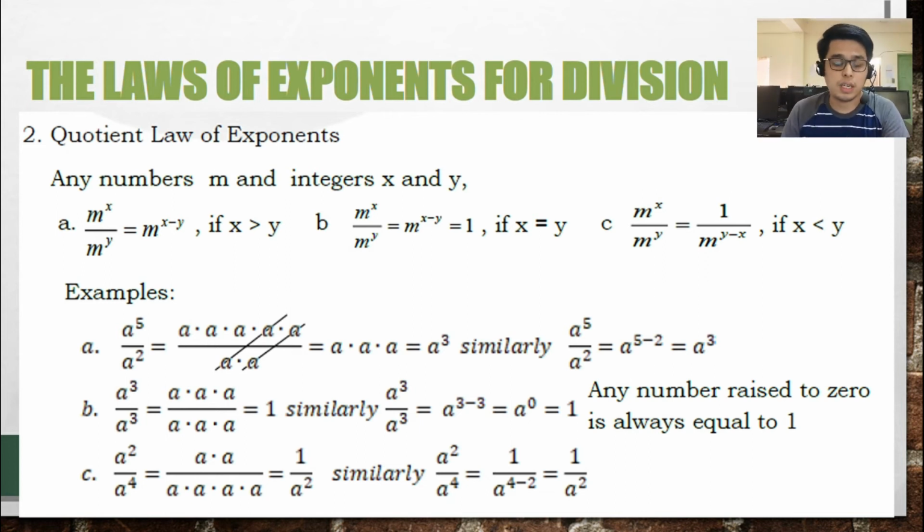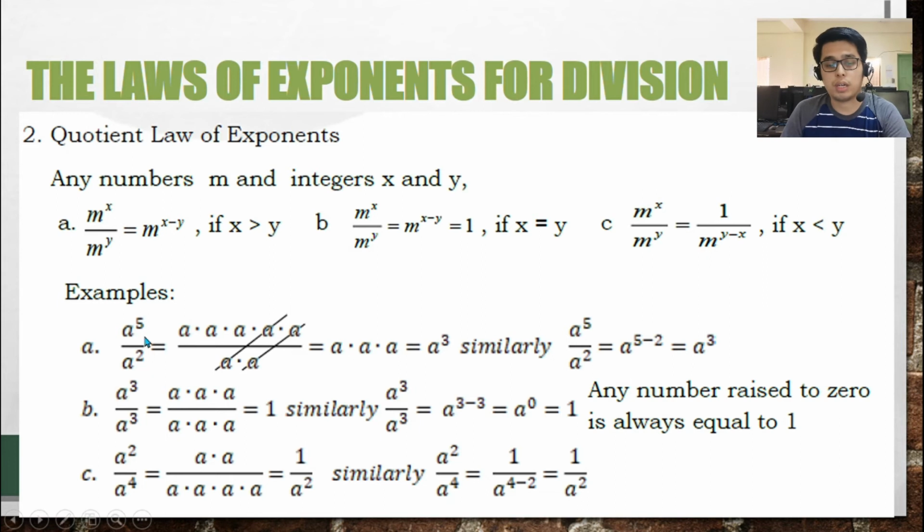Okay, so sa first case natin, ito yung representation ng law. So mina-minus lang natin yung exponent. Okay, kung malaki yung exponent sa taas, sa numerator, madali lang yan. So, directly, subtract mo na yung exponent. Okay? So, halimbawa, dito sa letter A. Ito yung representation ng A. Ito. So, A to the 5th over A square.